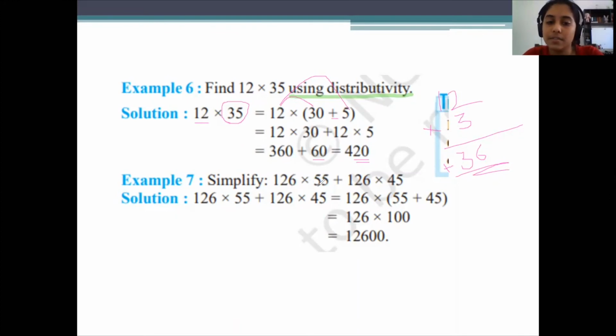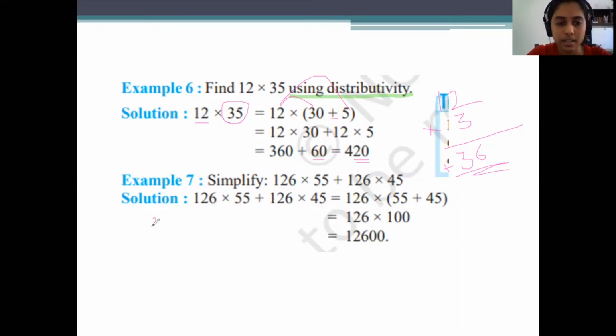126 into 55 plus 126 into 45. So this is your question and they're asking us to simplify. So simplify and find the answer. Now if you see, 126 is common, right? So here, let's take an example before solving this.